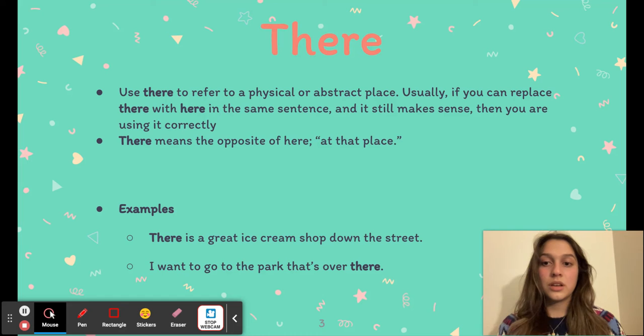So there is used to refer to a physical or abstract place. Usually if you can replace there with here in the same sentence and it still makes sense, then you're using it correctly. So there means the opposite of here, at that place. Some examples are, there is a great ice cream shop down the street, and I want to go to the park that's over there.